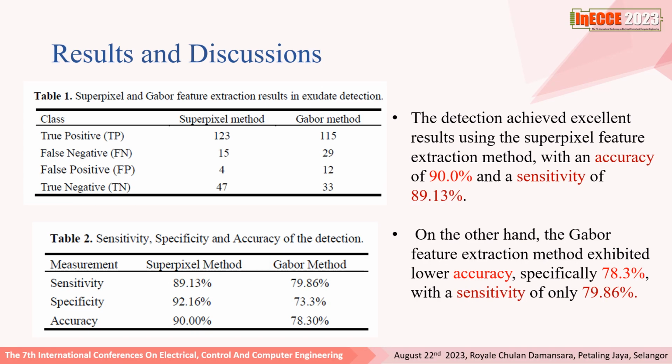The result shows that the detection achieved excellent results using the Superpixel feature extraction method, with an accuracy of 90% and a sensitivity of 89.13%. On the other hand, the Gabor feature extraction method exhibits lower accuracy, specifically 78.3% with a sensitivity of only 79.86%.